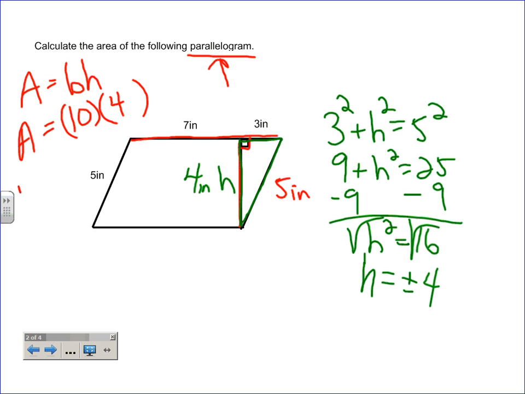So the answer here is that the area is 40 square inches, again, because you took inches times inches. If I took inches times feet, it's feet inches, or inches feet. Okay, so watch out for that. Actually know that stuff.